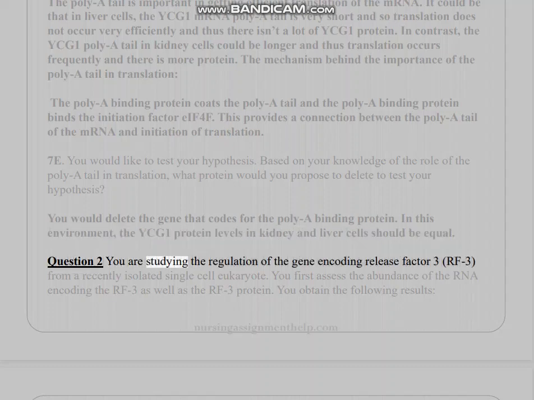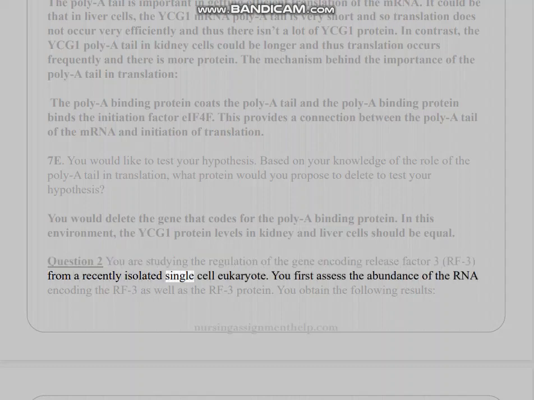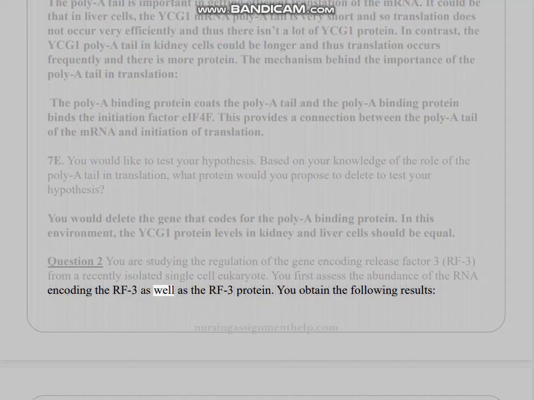Question 2. You are studying the regulation of the gene encoding release factor 3, RF3, from a recently isolated single-cell eukaryote. You first assess the abundance of the RNA encoding the RF3 as well as the RF3 protein. You obtain the following results.